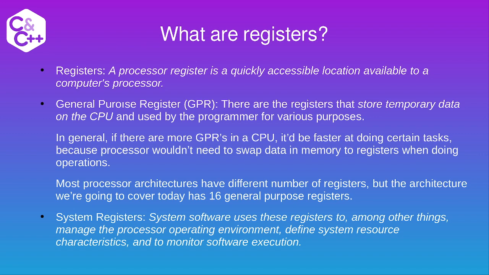Most processor architectures have a different number of registers. AVR has 32, and ARM varies depending on the ARM version. But the architecture we're going to cover today, which is x86-64, has 16 general purpose registers. And there are also system registers, which we won't touch today, but those registers are used by your operating system.